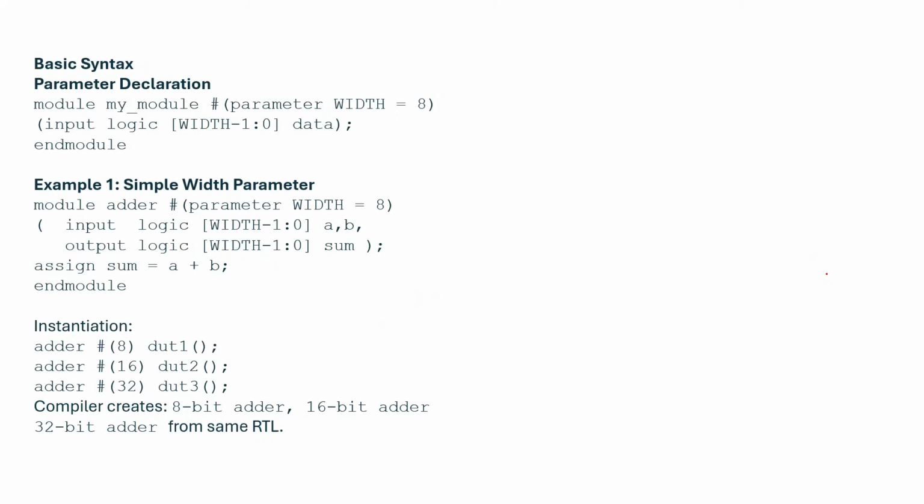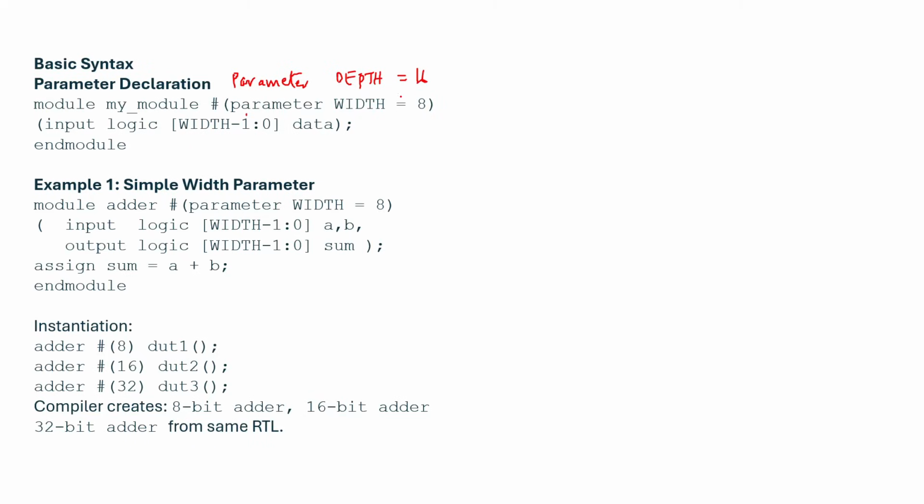See how we are writing the basic syntax for the parameterized module. Module my module hash parameter width. Then we mention the parameter width. We can close the parenthesis and open another parenthesis for mentioning the input and output ports. So basically the module we are writing here has parameter width. This is a single parameter. If you want to write multiple parameters, again parameter, some depth, you can write it.